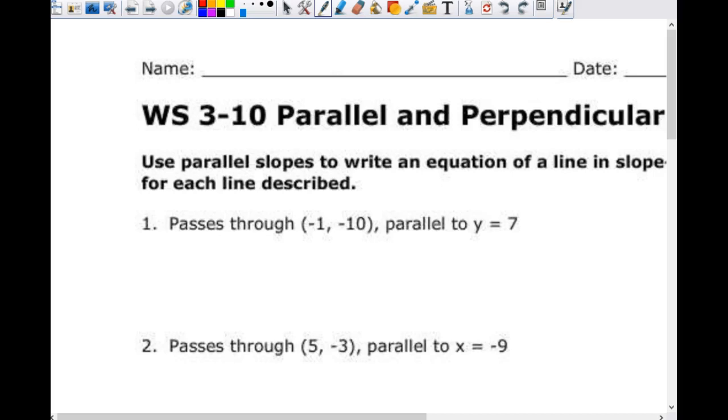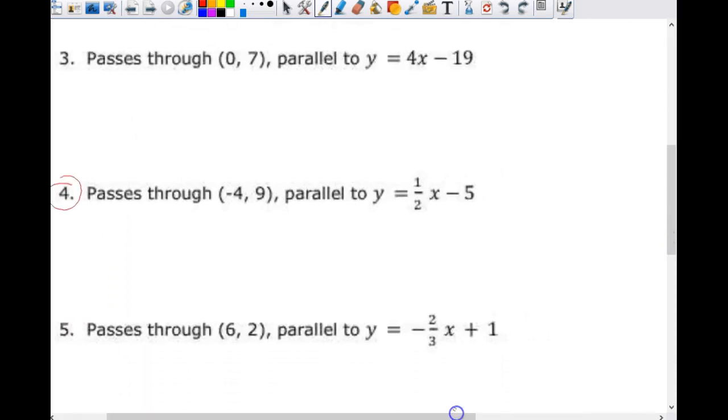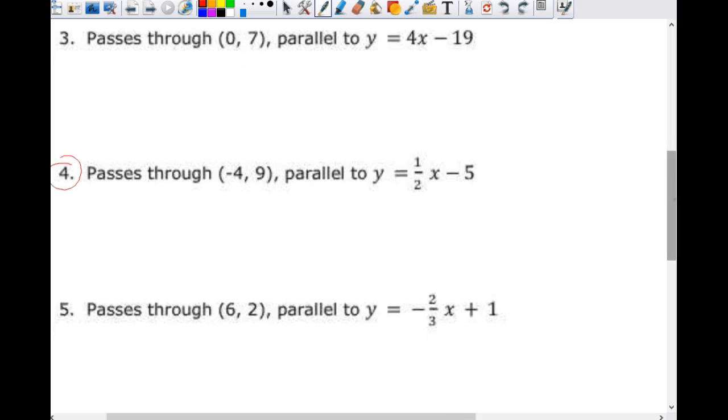All right, so we're going to work on number 3. A line that passes through (0, 7) and is parallel to this line right here. We have an original line here, one that goes through -19, and then we have another one that's going through (0, 7), so something kind of like this. We have the equation of this line. We're trying to find the equation of our new line. It looks something like this.